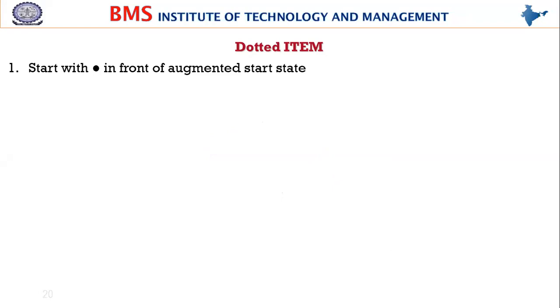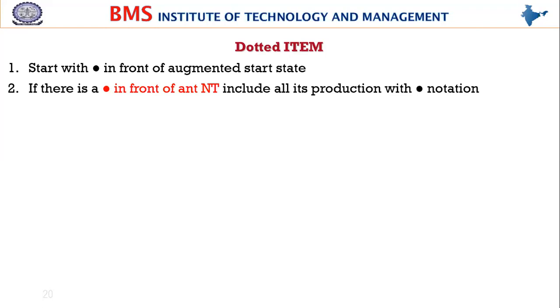Observe, this is the takeaway. This is the learning. Please understand this. This is how it is implemented while solving the problem. We start with a dot in front of the augmented start state, which we have created in step one. Here, as I told, for first and follow we don't use the augmented start state, but we will use it in the construction of LR(0) items. And if there is a dot in front of an item, please observe, this is how the recursive building of your LR(0) items will happen.